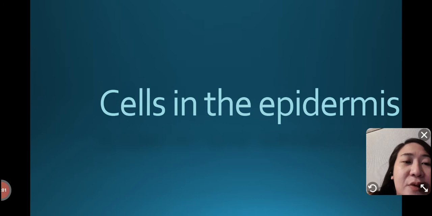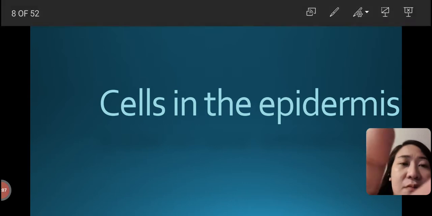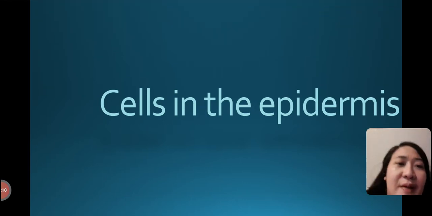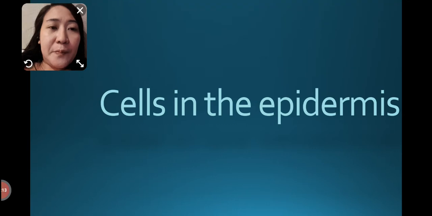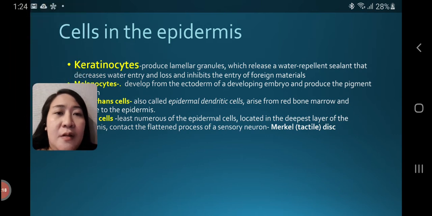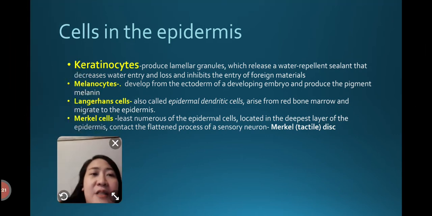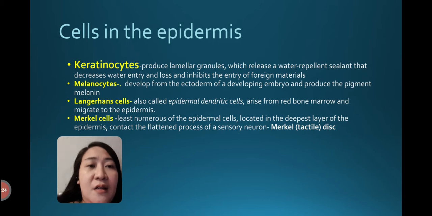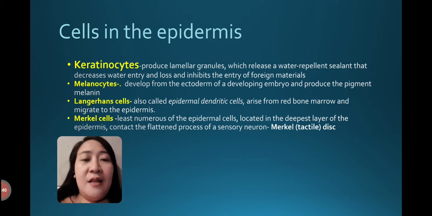So what are the cells in the epidermis? There are four cells in the epidermis. The keratinocytes, which produce lamellar granules. Ito yung nagiging water repellent sealant ng ating epidermis. Melanocytes develop from the ectoderm of the developing embryo and produce pigment or melanin. So, melanin yung sa skin natin.